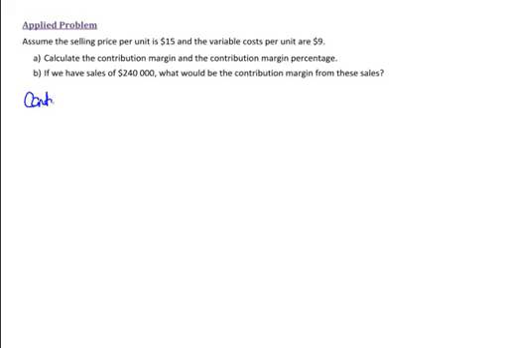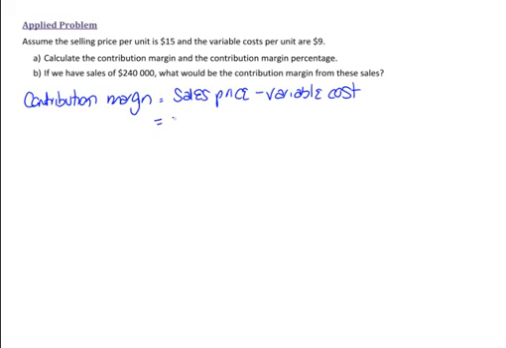So your contribution margin is equal to your sales price minus your variable cost. Now if I go back, selling price is 15, variable cost is 9, so that's 15 take away 9, which is going to be $6. Okay, so that's my contribution margin.